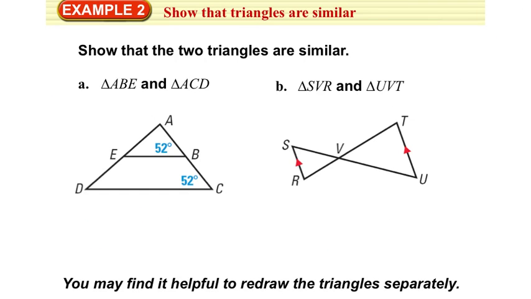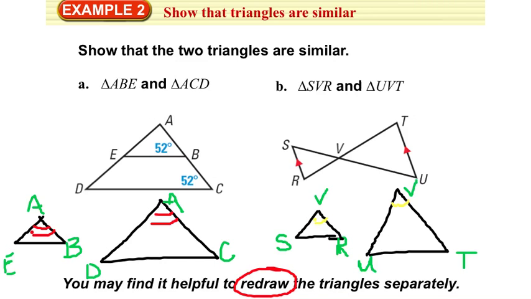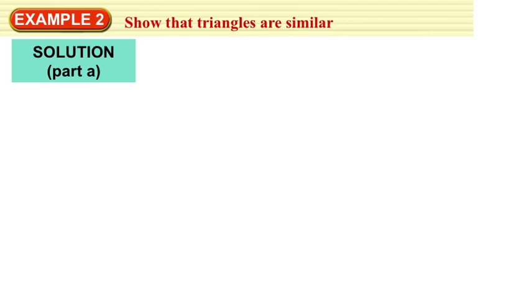In this next example, you're going to try to show that the triangles given are similar to each other. And a helpful hint is to redraw the triangles separately so that they're not touching each other or overlapping at all. Just pull them apart and draw them separately. Here's one way that I chose to redraw the triangles. So you can identify and match up the angles that would be congruent to each other a little bit easier.